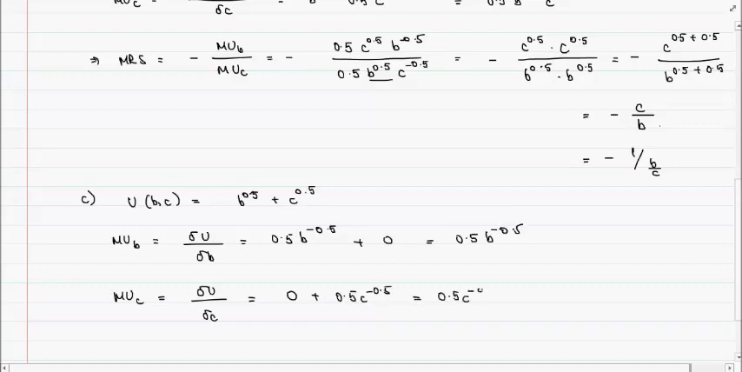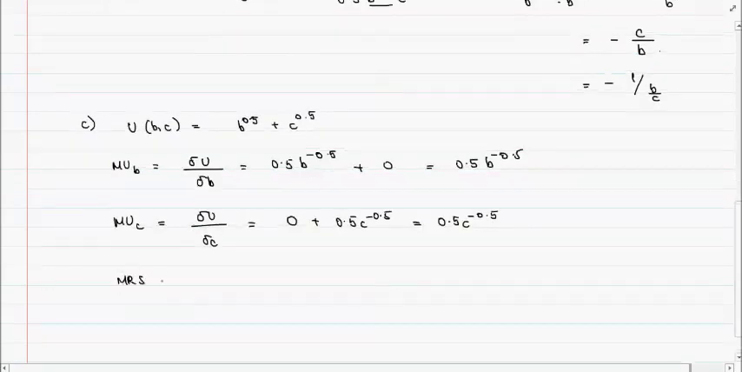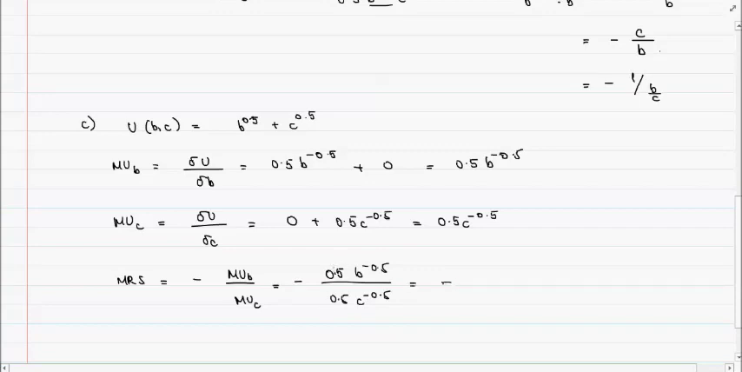And so the marginal rate of substitution is just the negative of the marginal utility ratio. So you have negative 0.5 b^-0.5 divided by 0.5 c^-0.5. And so the 0.5 will cancel out, you have negative, and we have b on c, everything to the power negative 0.5.